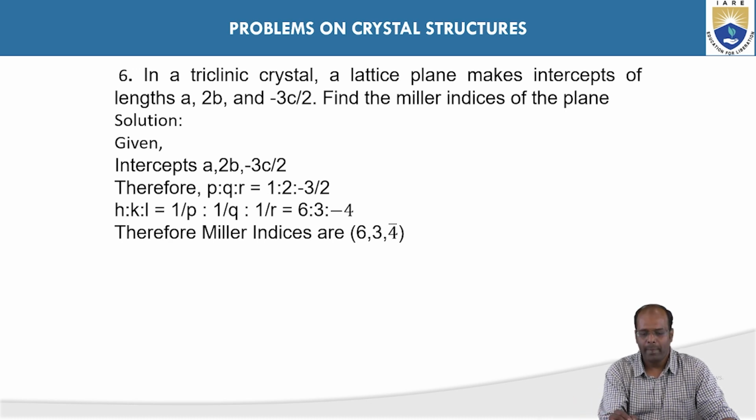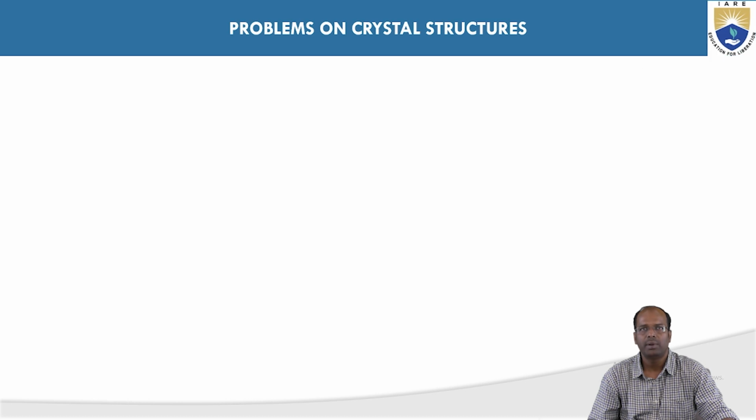The Miller indices are enclosed in parentheses, and minus we can represent as a bar. That's all. This is the problem about the Miller indices of a plane in a triclinic crystal.